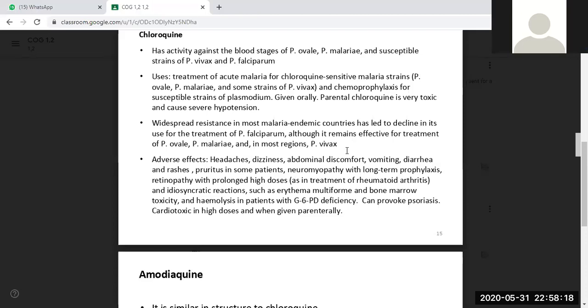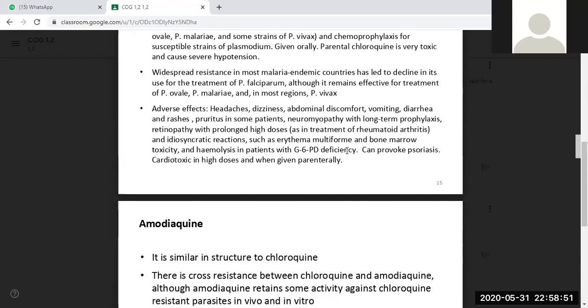But the important thing to note here is that chloroquine cannot be used in any strand of malaria. It has specific strands, especially Plasmodium malariae, Plasmodium ovale, and susceptible strains of Plasmodium vivax. Plasmodium falciparum, not so much, because resistance has been shown to develop. And its main mechanism of action is that it will be acting on the erythrocytic stage of the life cycle of the parasite.